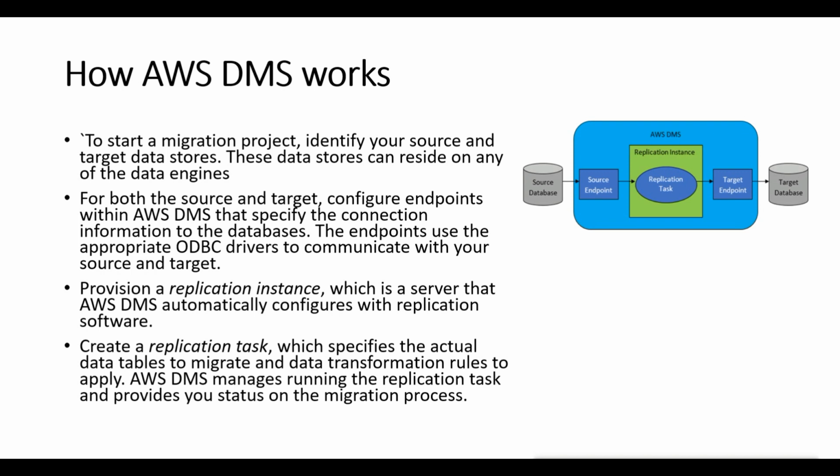Create a replication task which specifies the actual data tables to migrate and the data transformation rules to apply. AWS DMS manages running the replication task and provides you the status of the migration process. So this is the source database. From here, we need to configure the source endpoint, the replication task, and the target endpoint. First of all, we need to configure the replication instance, then the source and target endpoints, then the database migration task.